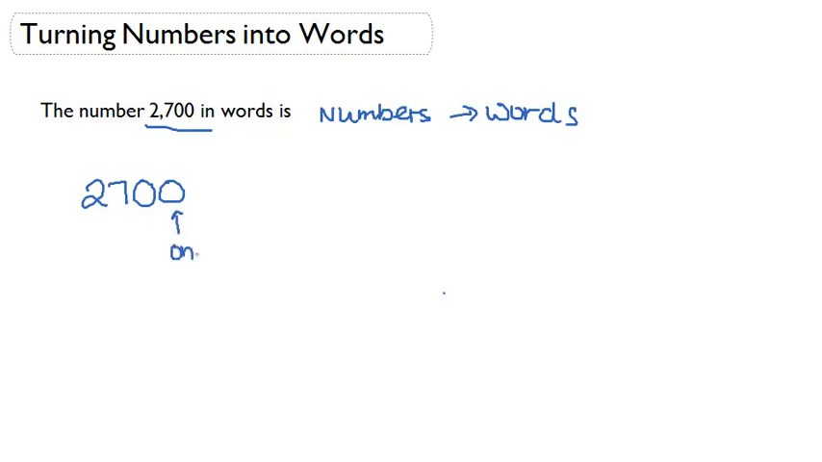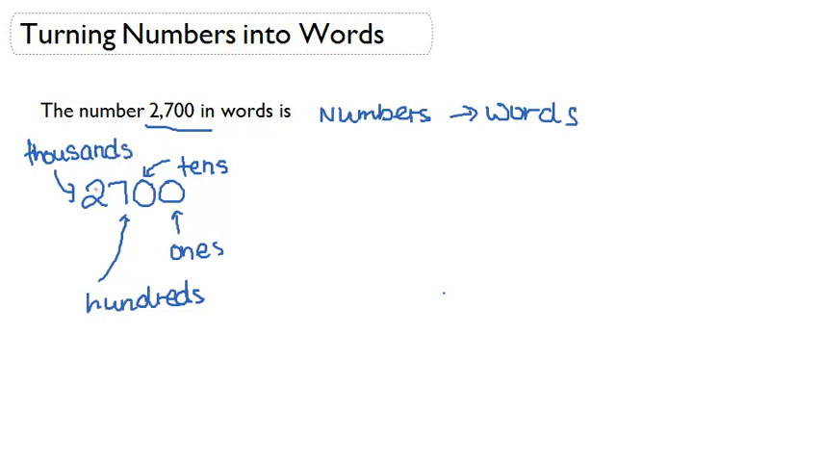This is the ones place. This is the tens place. This is the hundreds place. And this is the thousands. So let's start off with our thousands. We have two of them, so therefore we have 2000.